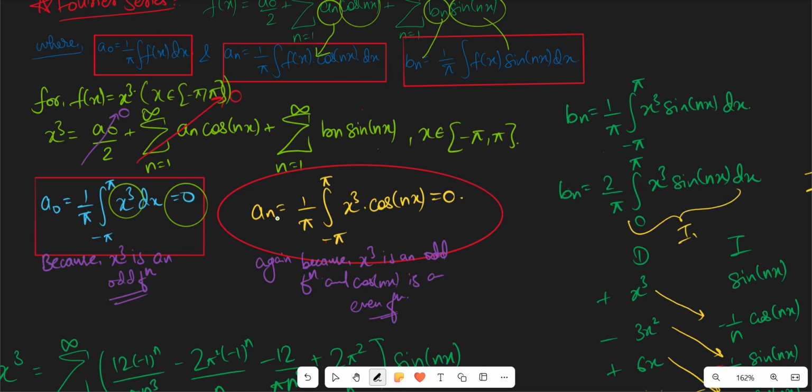And the same thing when you look at an: x cubed is an odd function and cosine of nx is an even function. So odd times even is odd. You can also solve this integral by yourself, and you would get the answer as 0. When I was exploring this integral, I realized this is an odd function and this is an even function, so it's definitely going to be 0.